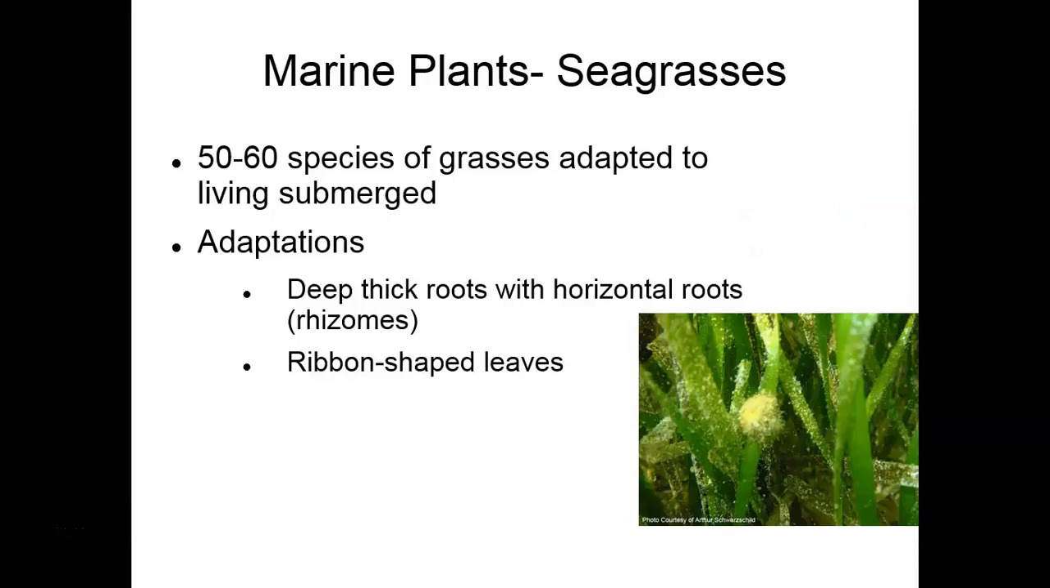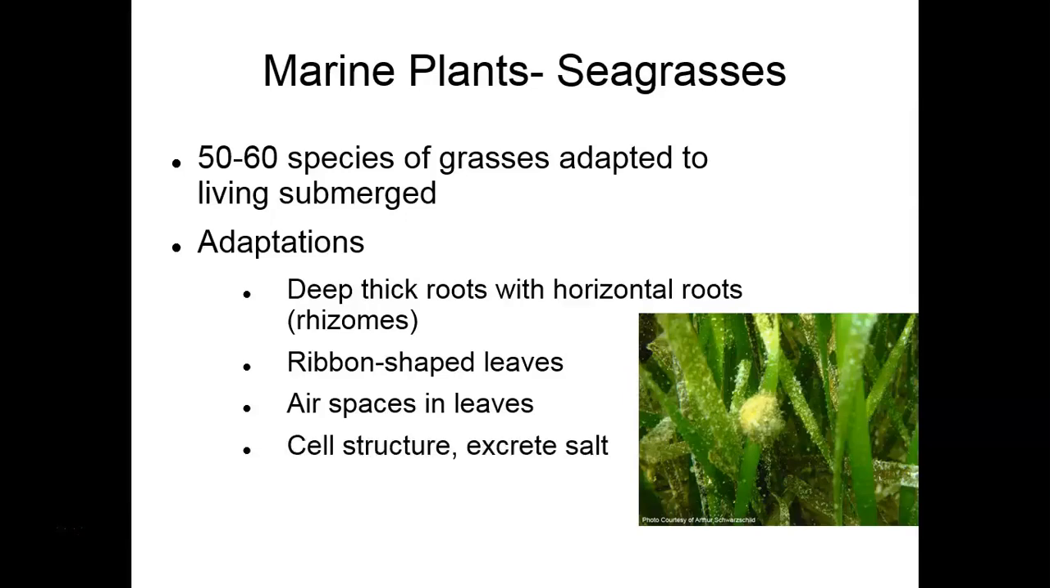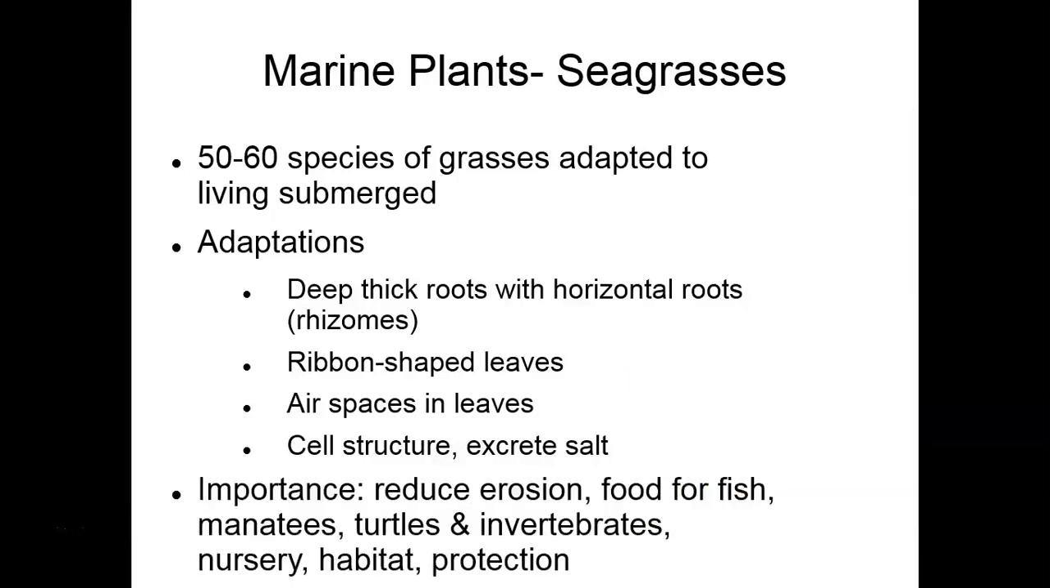Their leaves are also ribbon-shaped, which means that they can very easily move with the current and with the wave activity. Their leaves also have air spaces in them, which make them more buoyant so that they can float up towards the surface and get more sunlight. They also have the ability to excrete salt from their tissues and from their cells so that they won't dehydrate, essentially. Okay, importance in seagrass beds is, again, that they reduce erosion just like mangroves do.